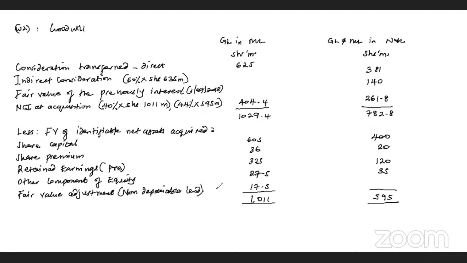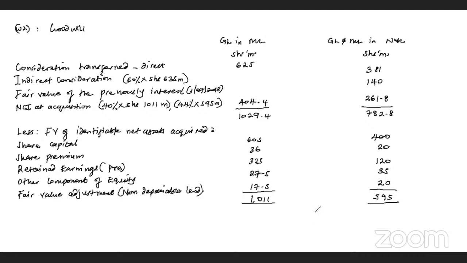Then when it comes to NUL, the excess here, the balancing figure, when you add these net assets, of course, you see that the total fair value is not 595. When you add the 400 plus 20 plus 120 plus 35, you don't get 595. So the excess here is 20. The excess there is what?